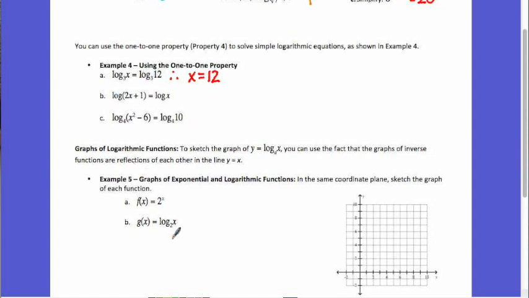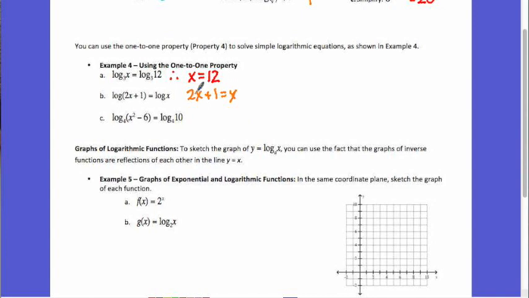Same thing here. You have the log of 2x plus 1 equals the log of x. Question, what's the base? Okay, there's not one written. It's a common log. That's our base 10. But because it is the exact same base and we have the log of something equal to the log of something, the logs are going to cancel each other out and you're left with 2x plus 1 equals x, and we need to solve that for x now.